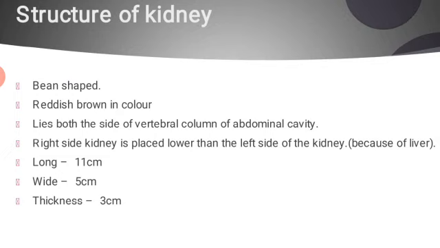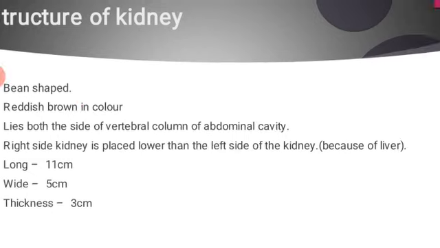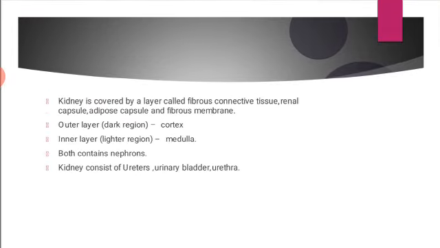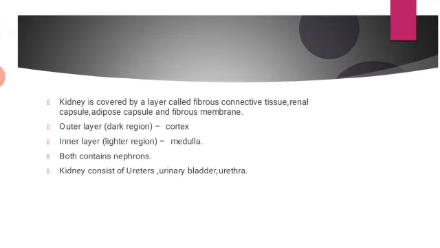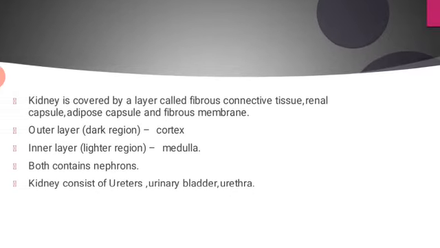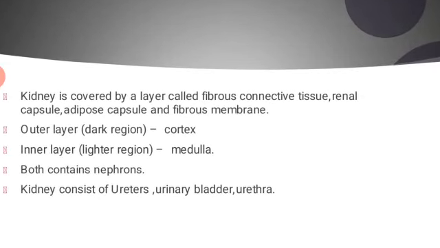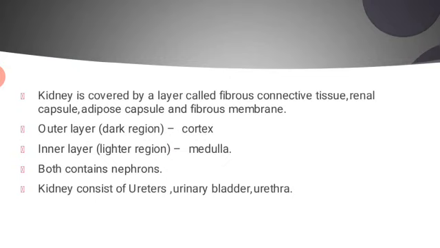The length of the kidney is about 11 centimeters, the width is 5 centimeters, and the thickness is about 3 centimeters. Next, the kidney is covered by many layers: fibrous connective tissue, renal capsule, adipose capsule, and fibrous membrane. The outer layer, which is dark in nature, is called the cortex. The inner layer, which is lighter in region, is called the medulla. Both the cortex and medulla consist of nephrons.